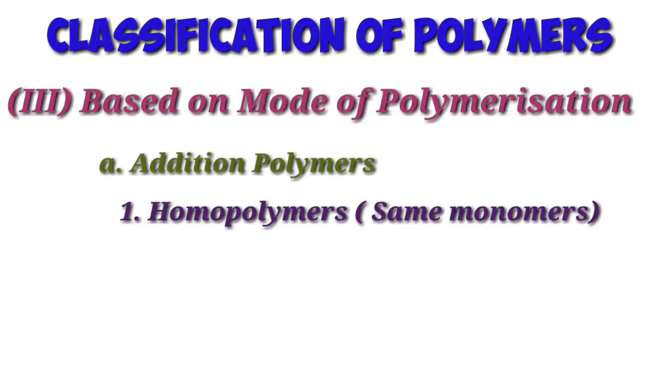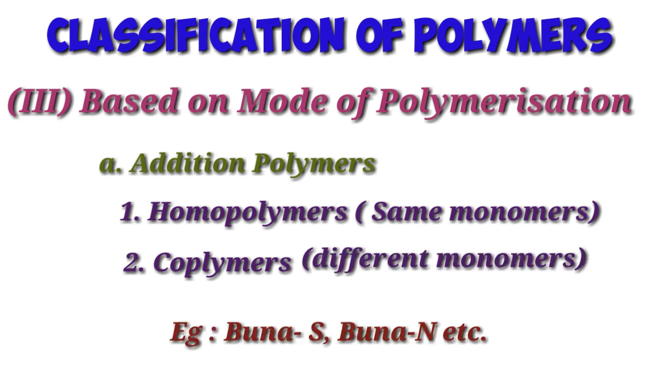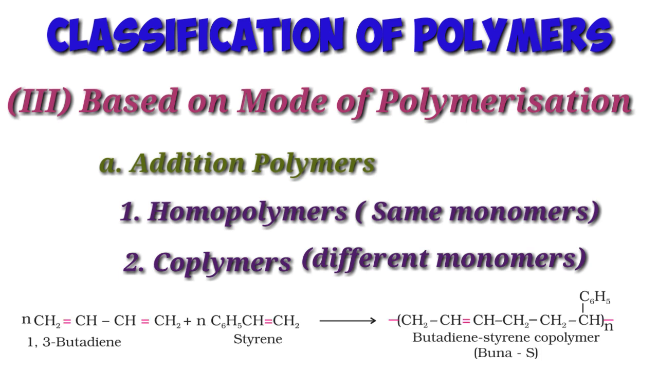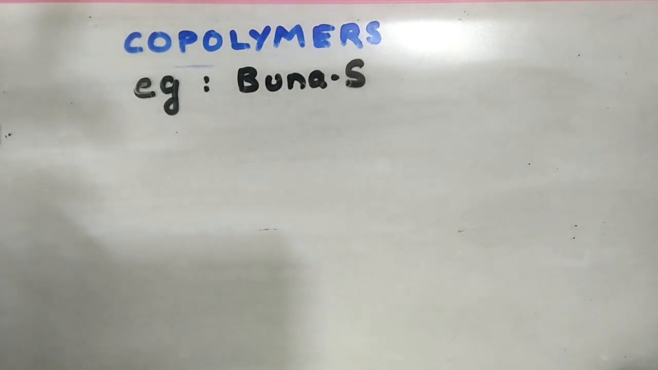Second addition polymer is copolymer. The polymer made by addition polymerization from 2 different monomers is termed a copolymer. Buna S and Buna N are examples of copolymers. Buna S is formed from 2 monomers, that is 1,3-butadiene and styrene. N molecules of butadiene and N molecules of styrene polymerize to form butadiene styrene copolymer, otherwise called Buna S.